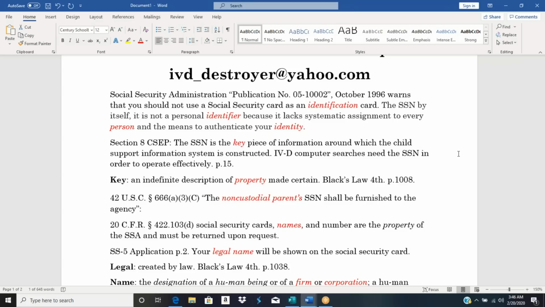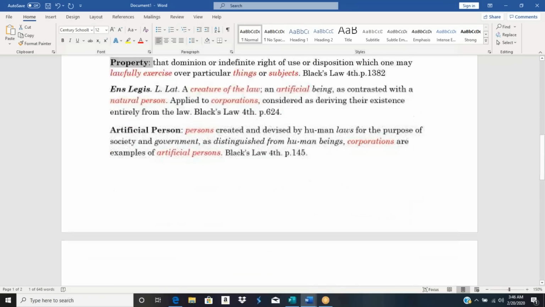But more importantly, guess what? That's how they seize and find the assets. That's how they place liens on property, which you thought was yours. All right. Now, that being said, let's go to the case law.